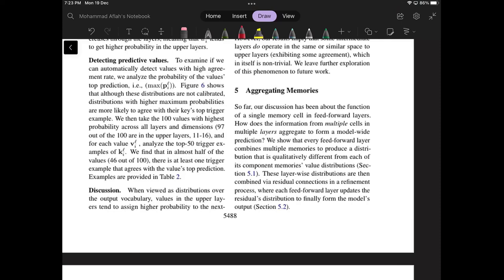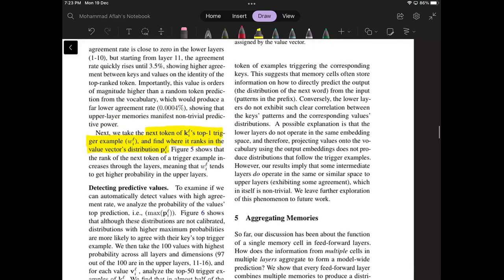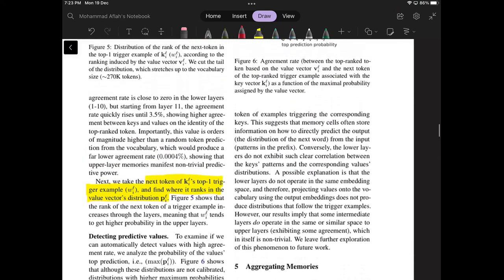Then discussion. When viewed as distribution over the output vocabulary, values in the upper layer tend to assign higher probability to the next token of example triggering a corresponding key. This suggests that memory cells often store information on how to directly predict the output from the input. Conversely, the lower layers do not exhibit such patterns. A possible explanation is that the lower layer do not operate in the same embedding space, and therefore projecting values onto the vocabulary using the output embedding does not produce distribution that follows the trigger example. And this is a valid reason because they are layers apart, right?